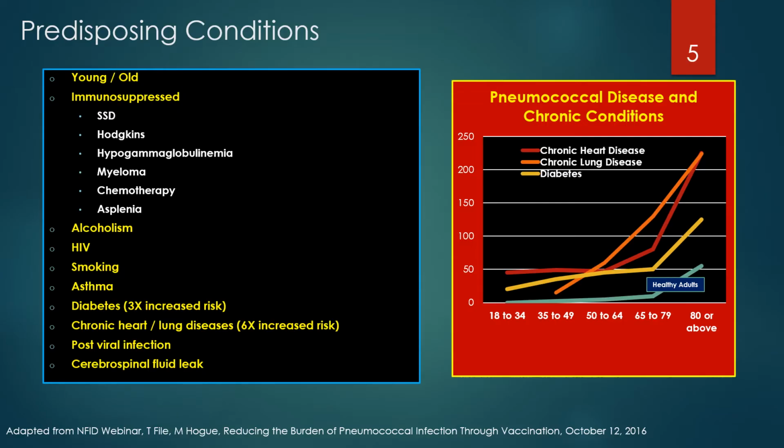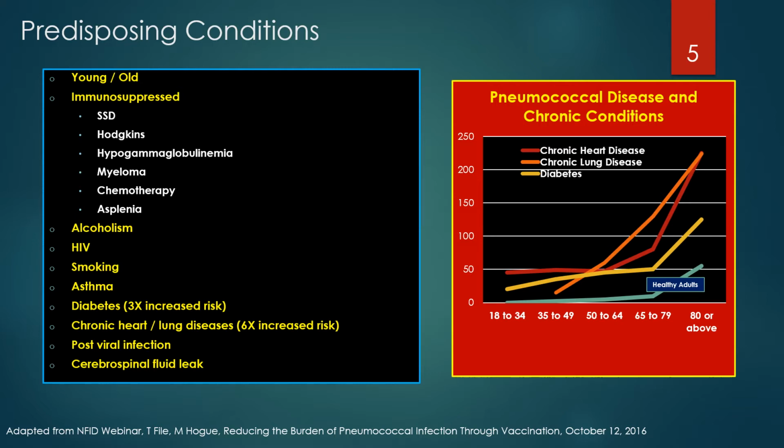This slide lists the common risk factors for pneumococcal infections, including the young, particularly those under 1 year old, the elderly, particularly those over 65 years of age, the immunosuppressed, including those with sickle cell disease, Hodgkin's disease, hypogammaglobulinemia, myeloma, chemotherapy, and functional or anatomic asplenia, alcoholism, human immunodeficiency virus infection, smoking, asthma, diabetes, chronic heart and lung disease, post-viral infections, and cerebrospinal fluid leaks.